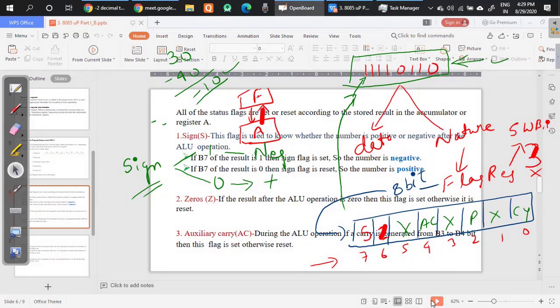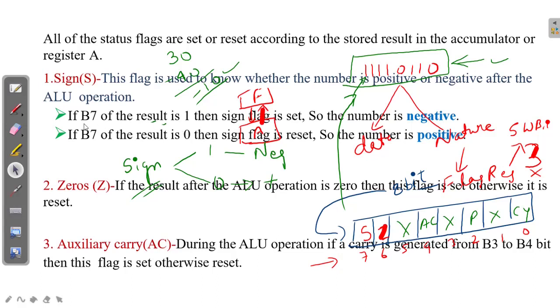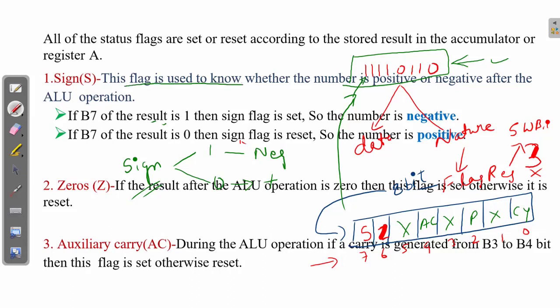If you just try to follow me, you will actually understand. I'll erase this part. Just follow my marker, then you will understand. So what is the sign flag? This flag is used to know whether the number is positive or negative. So this flag is very, very important.